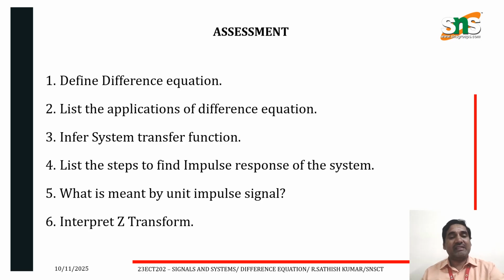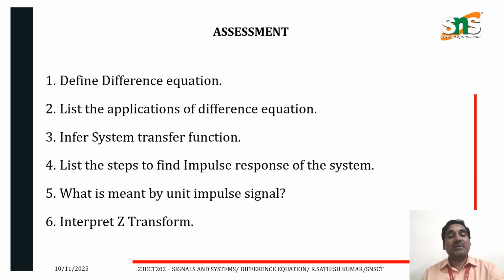List the steps to find the impulse response of the system. First, from the difference equation, we apply the Z transform, and then we can calculate the system transfer function, then solve for roots, then take the algebraic equation, and we can apply the inverse Z transform. We can get the impulse response of the system. What is meant by unit impulse signal? See, unit impulse signal can be represented by delta of n. Delta of n is equal to 1 for n is equal to 0, and 0 for n not equal to 0.